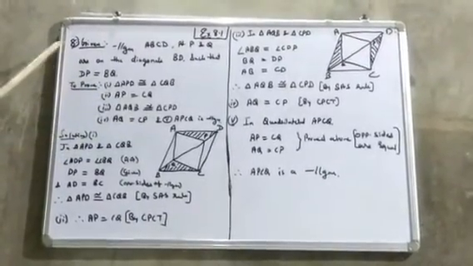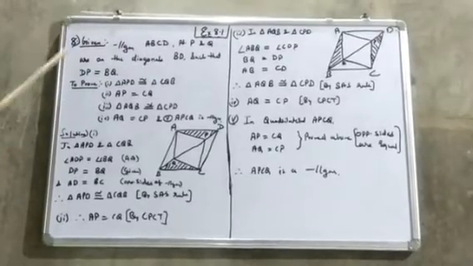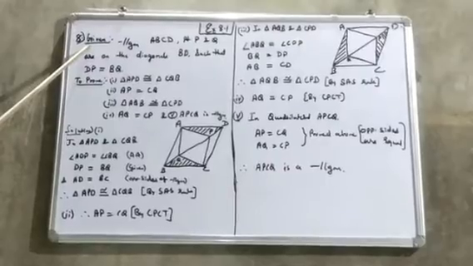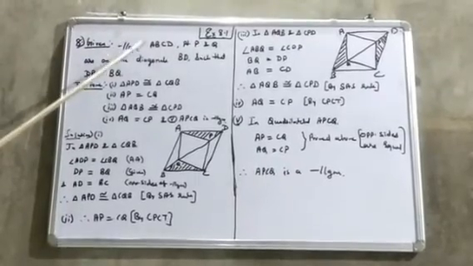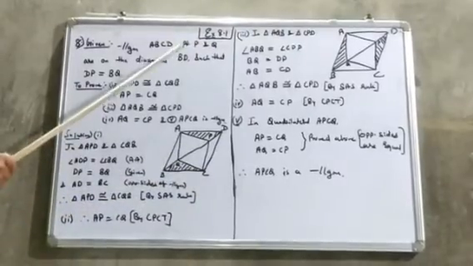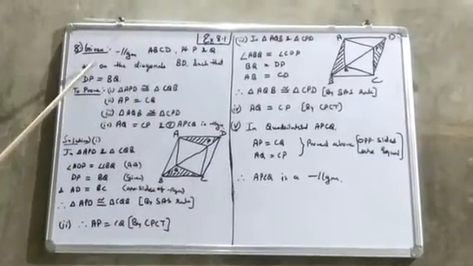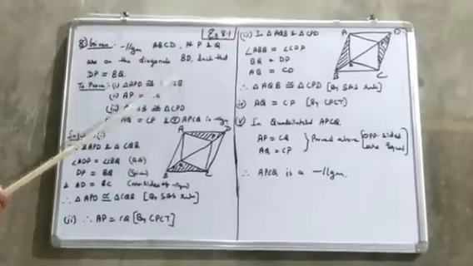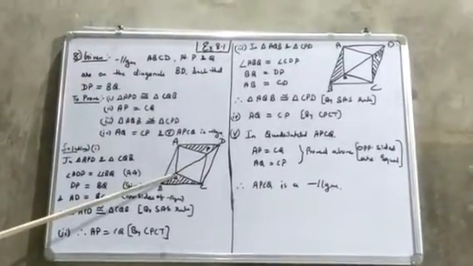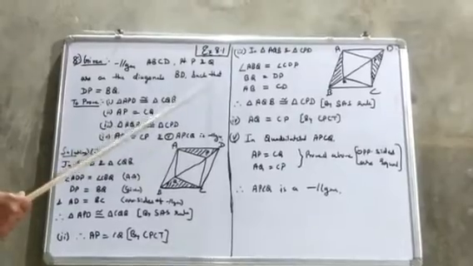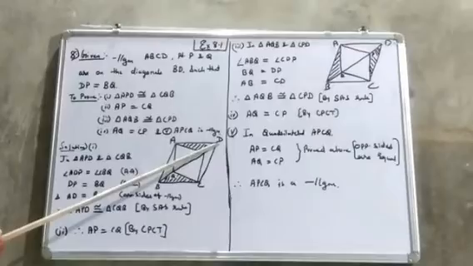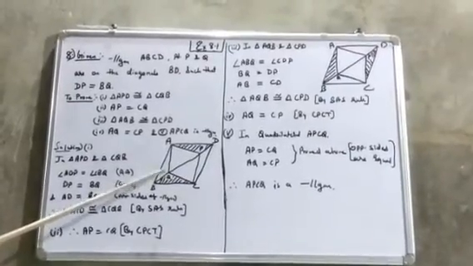Today we will solve question number 8 of exercise 8.1. In question 8, they have given a parallelogram ABCD. Points P and Q are on the diagonal BD. Here BD is the diagonal, and points P and Q are given on the diagonal in such a way that DP equals BQ. This DP segment is equal to BQ.